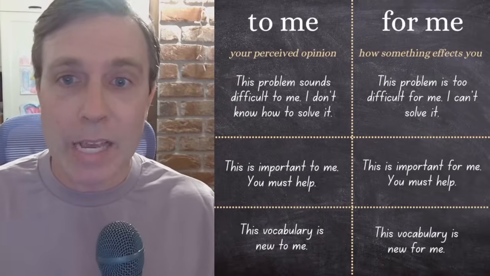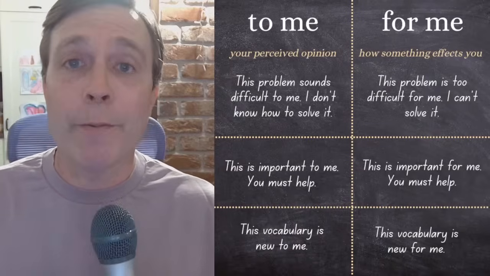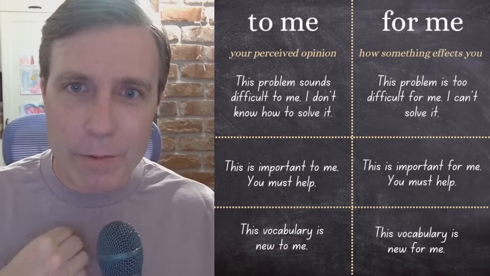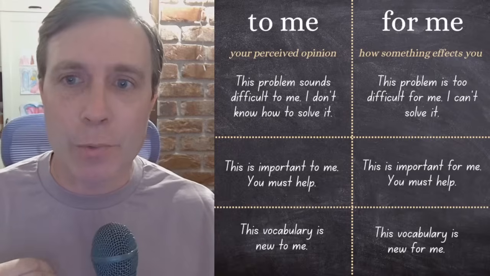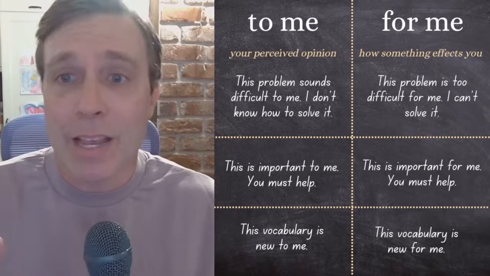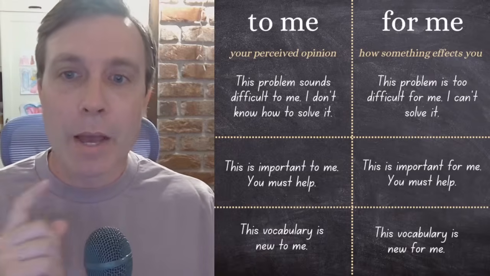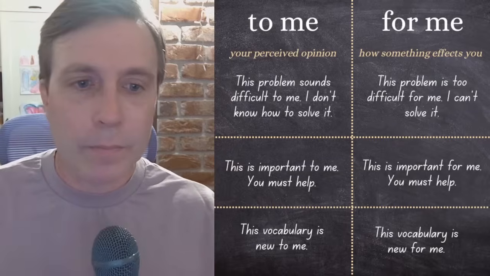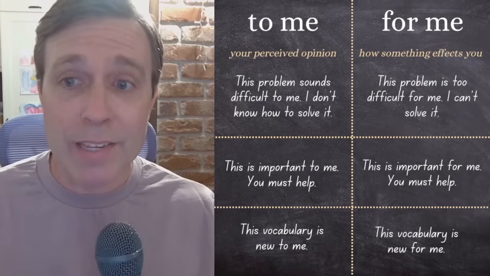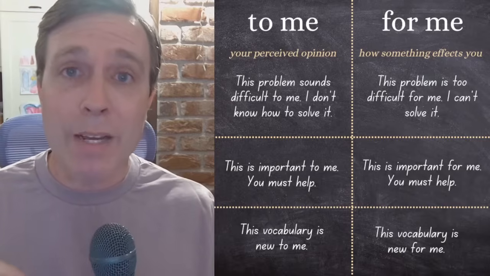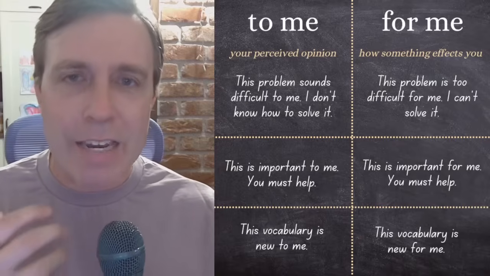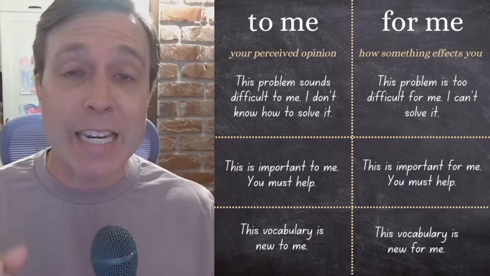You could also say, this problem is too difficult for me, I can't solve it. Again, for me is really referring to you as an individual and not really your opinion. Well, it sounds difficult to me. How about this one? This is important to me, you must help. You could tell somebody, look, this is important for me, you must help. When using for me, the emphasis is really on the individual, like, ooh, I really need this, all right?